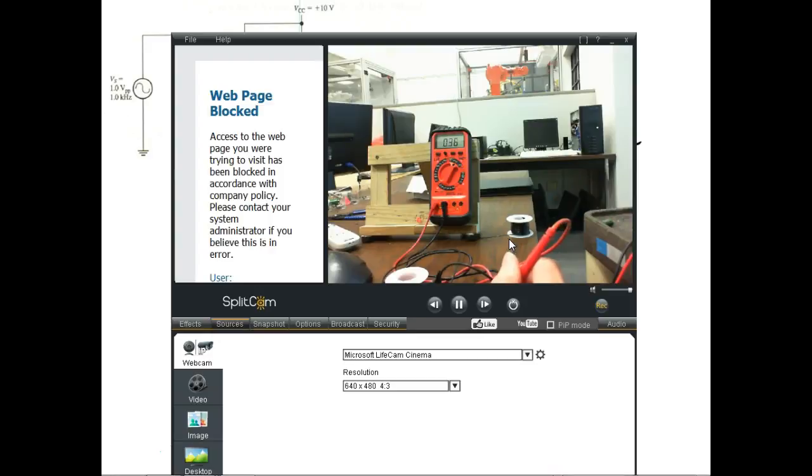Oops, wait a second. My fault. And my collector voltage is sitting at, where's my collector voltage? Yeah, instead of being 6 volts, it's down to 3.3 volts now.